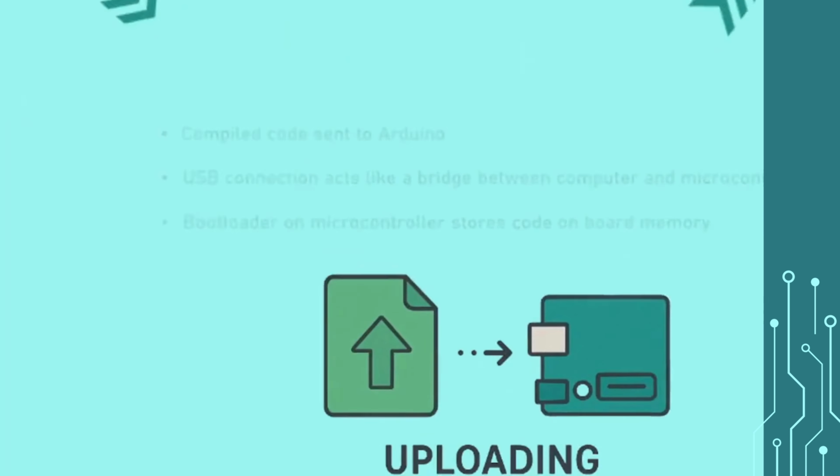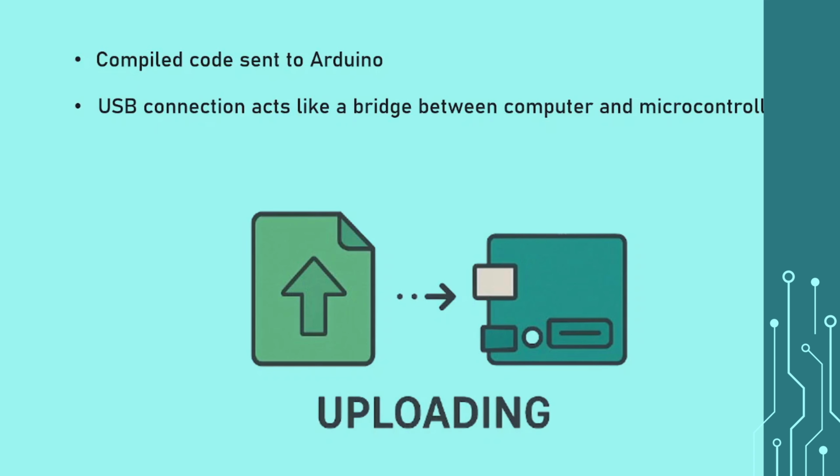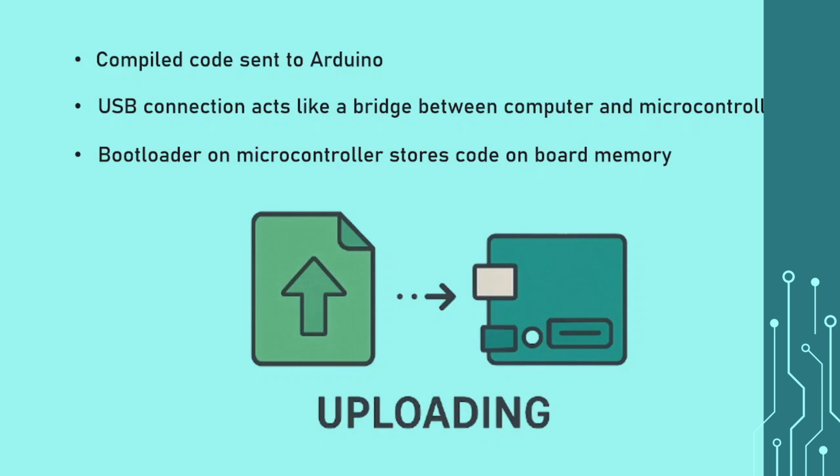Once the code is compiled and free of all errors, we need to upload the code to the Arduino board. When you click the upload button here, the IDE sends the compiled code to Arduino through a USB cable. The USB connection acts like a bridge between your computer and the microcontroller on the board. The microcontroller on the Arduino, for example ATmega328P on an Uno, has a special program called bootloader. The bootloader listens for incoming data and stores your code into the board's memory.